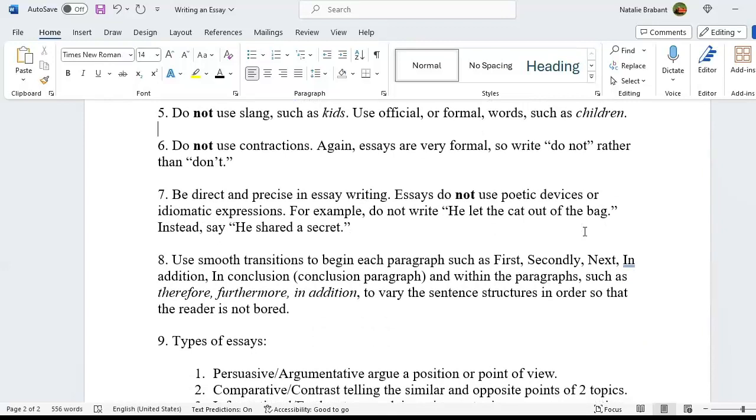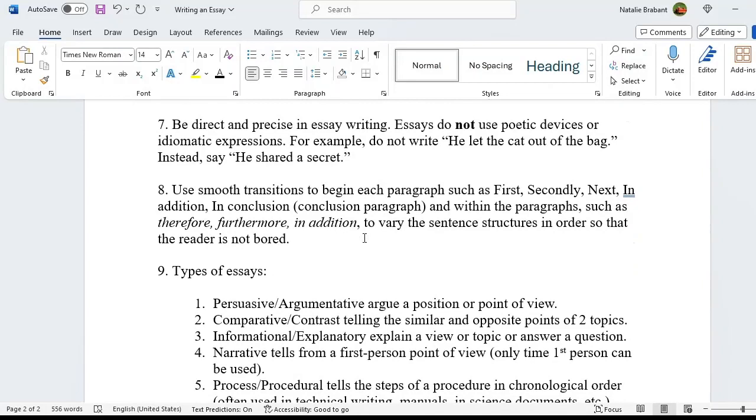Number 7, be direct and precise in essay writing. Essays do not use poetic devices or idiomatic expressions. For example, do not write, "He let the cat out of the bag." Instead, say, "He shared a secret."